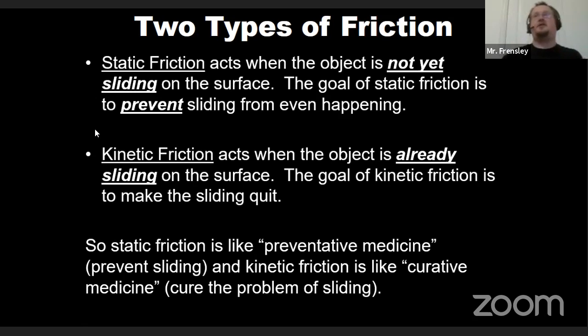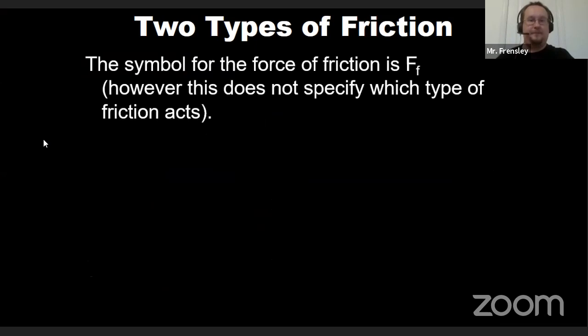But kinetic friction, on the other hand, is like curative medicine. If I get the flu, it's too late to get the flu vaccine, because all the flu vaccine is just the virus particles anyway. I'm sorry, this isn't supposed to be AP biology, right? But instead, I have to go get a treatment for when I'm already sick, like Tamiflu or something like that. So kinetic friction is like curative medicine. We need to cure the problem of sliding. You're sliding, we need to make that quit. On the other hand, static friction, you're not sliding yet, and we need to make you not get started on the sliding, right? That's how I think of the two types of friction.